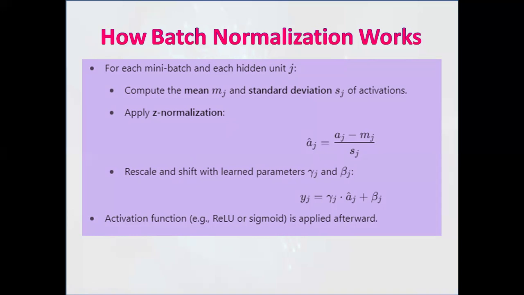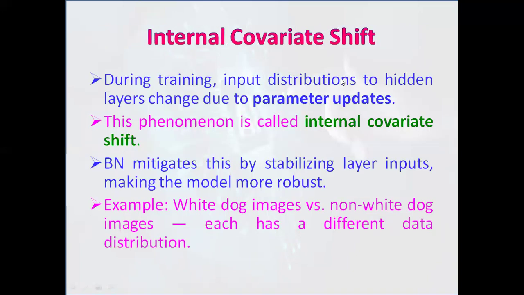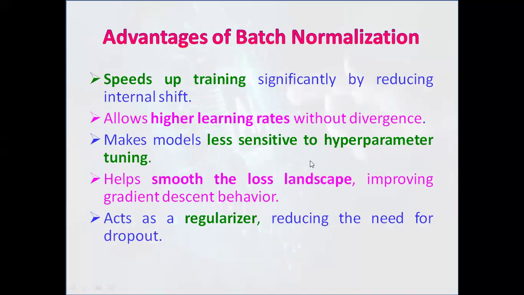After normalization, the result is scaled and shifted using two trainable parameters, gamma j and beta j, allowing the model to maintain flexibility and recover the original distribution if needed. The output is then passed through activation functions like ReLU or sigmoid, ensuring that subsequent layers receive inputs that are consistently scaled and centered.